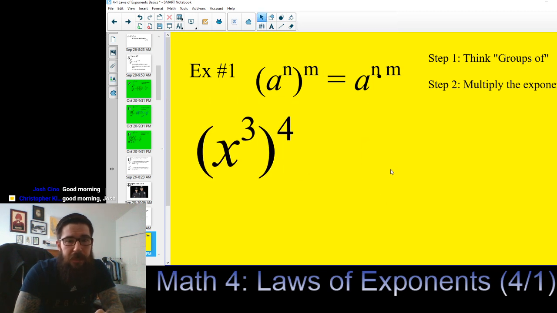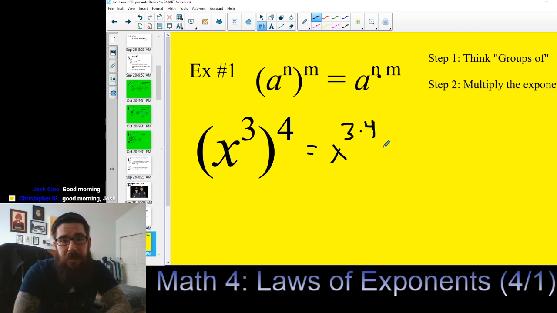Let's move this guy. If I were to just straight up use the law, it's going to end up being x to the 3 times 4. I don't know why all these dots are in the wrong spot. I apologize for that. You can multiply those. It's going to give me x to the 12th.